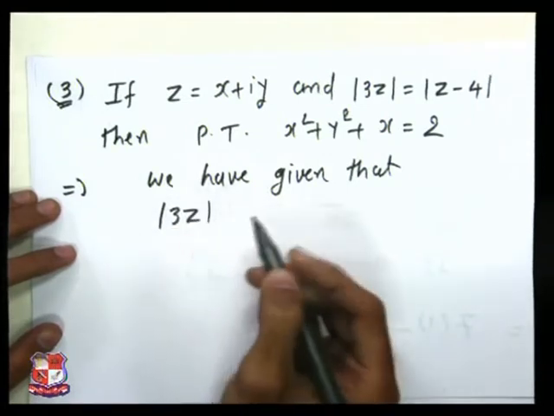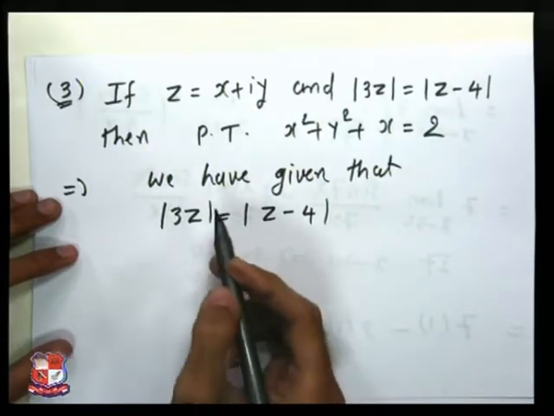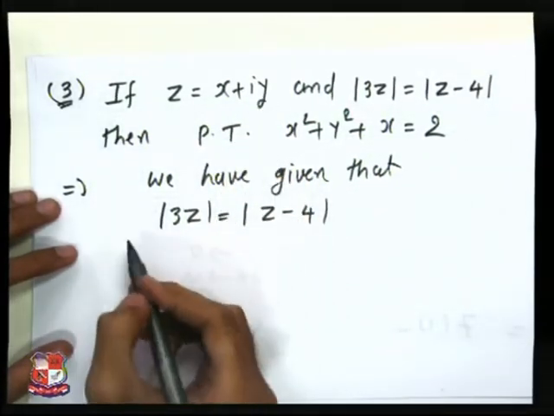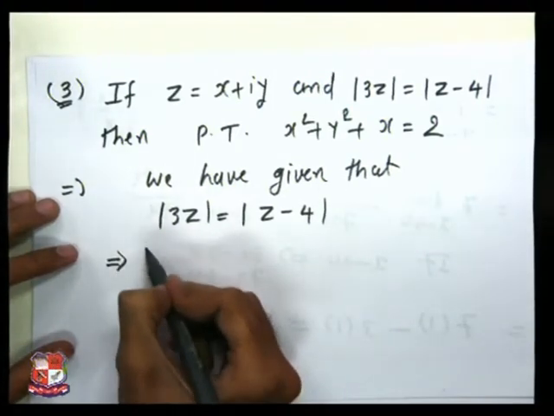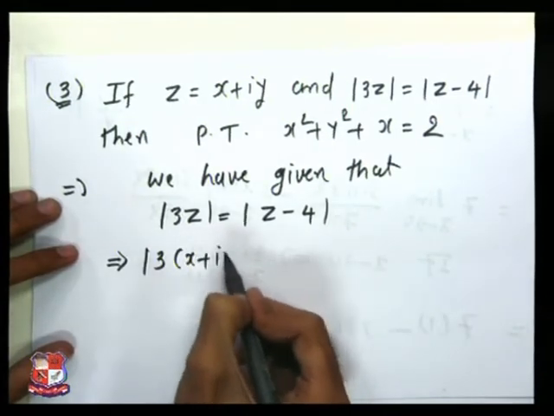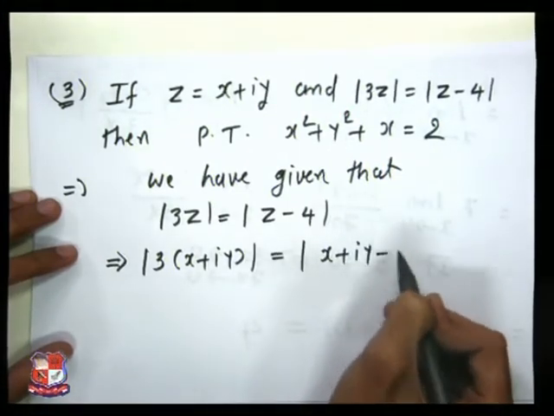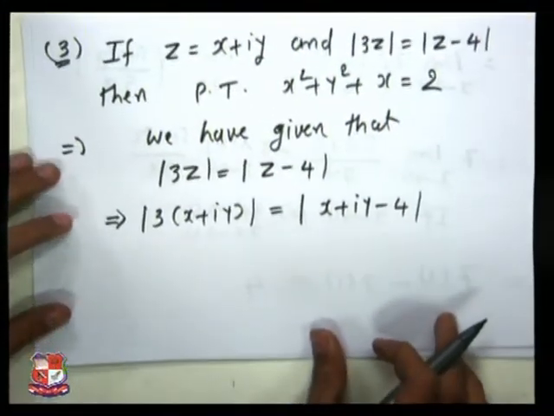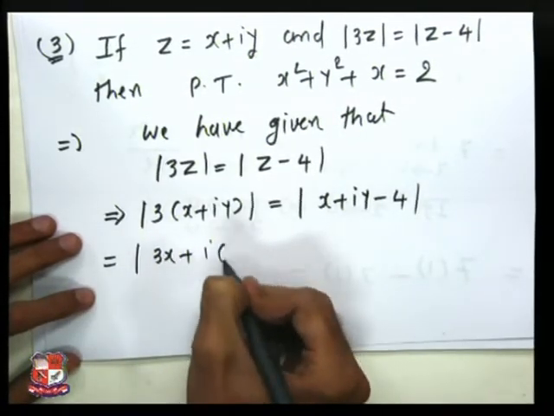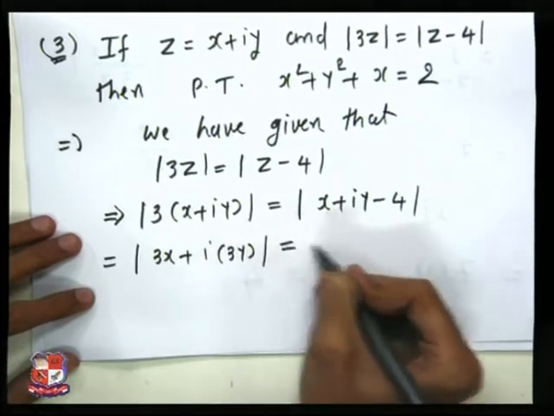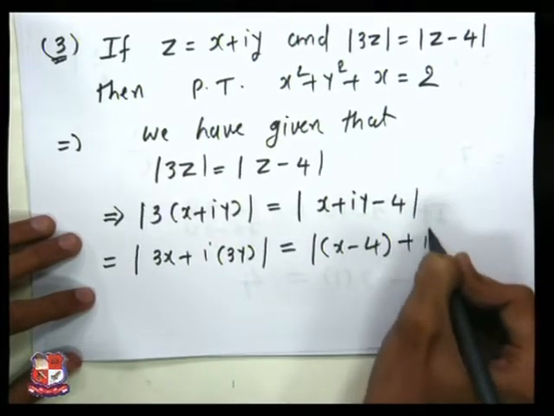Okay, so first I will write here that we have given modulus of 3z is equal to modulus of z minus 4, and z is equal to x plus iy. So if I put x plus iy in place of z, then I will get modulus of 3 into x plus iy is equal to modulus of x plus iy minus 4, that is modulus of 3x plus i 3y is equal to, here the real part is x minus 4, plus iy.